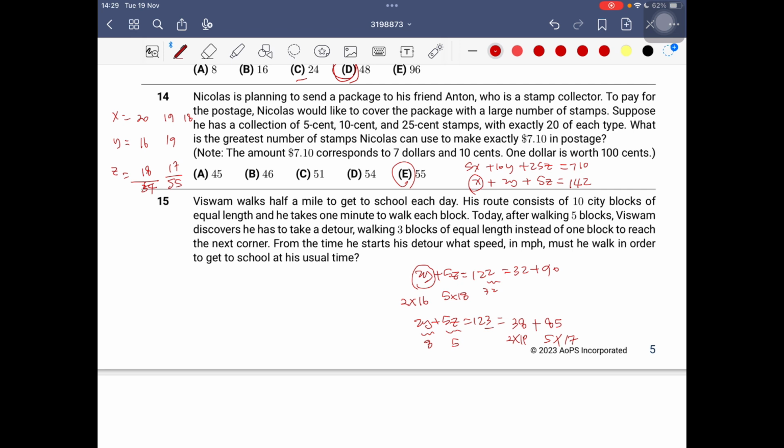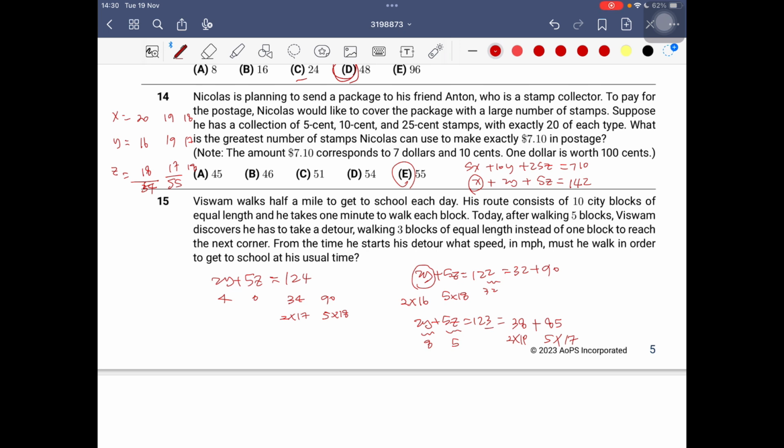But let's go for 18. 2y plus 5z becomes 124. So the last digit of 5z should be 0, and this should be 4. So 34 and 90. So this is 2 times 17, 5 times 18, 17, 18.